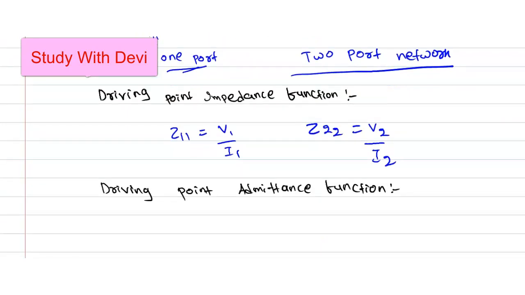Admittance is current by voltage. So Y11 equal to I1 by V1 and Y22 equal to I2 by V2. This is my driving point impedance function. This is my driving point admittance function. Impedance is voltage by current. So this is my input driving point impedance. This is my output driving point impedance. This is my input driving point admittance. This is my output driving point admittance.